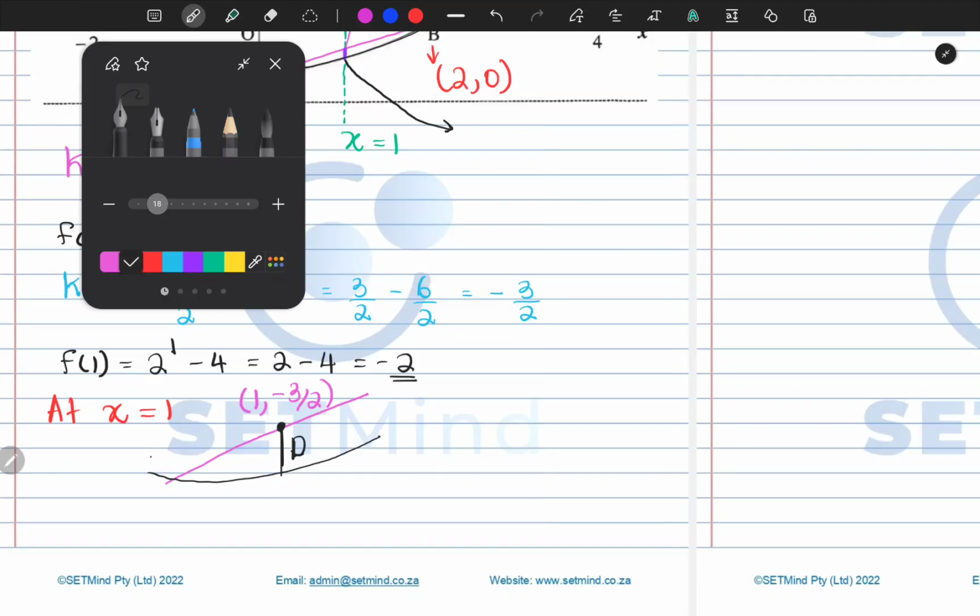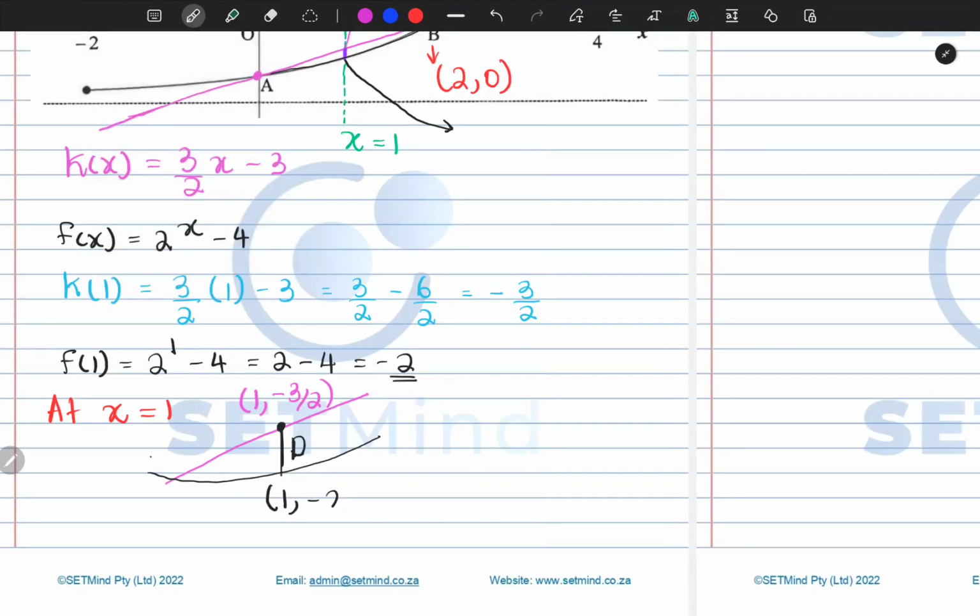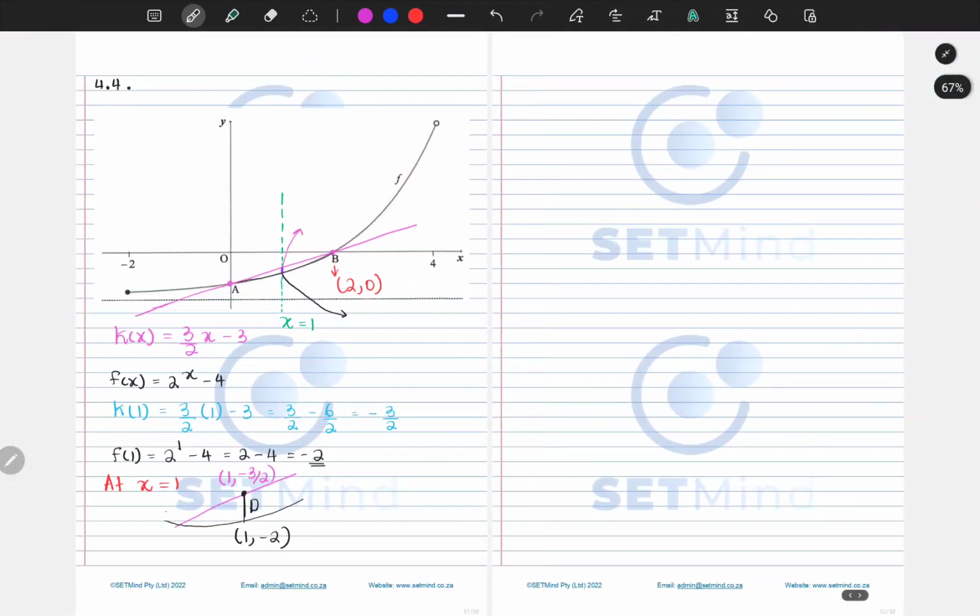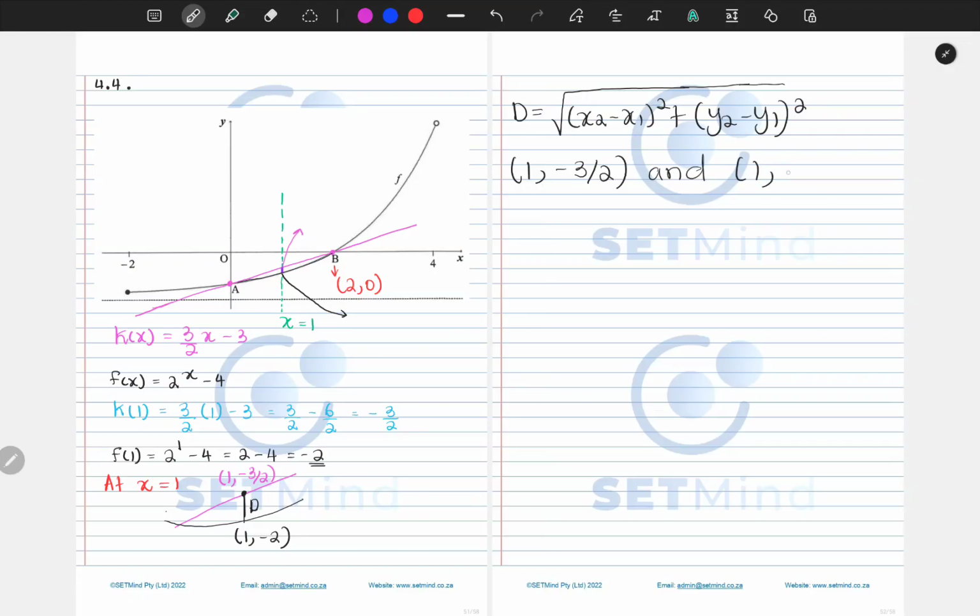And then for the bottom function, which is our f of x, x is 1, the y value was negative 2. And we can now go ahead and use the distance formula. If you remember, the distance formula is simply the square root of x2 minus x1 squared plus y2 minus y1 squared, like this. So what I'm going to do is I'm going to find that distance. So I have 2 points here. I have 1 in negative 3 over 2, and I have 1 in minus 2. So let's go and find our distance.